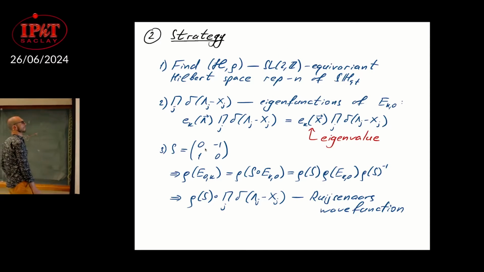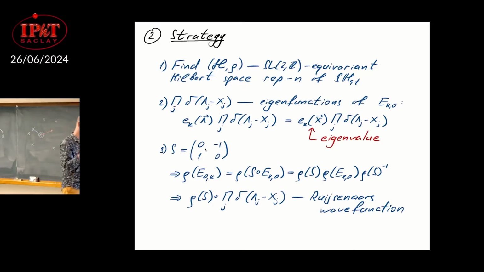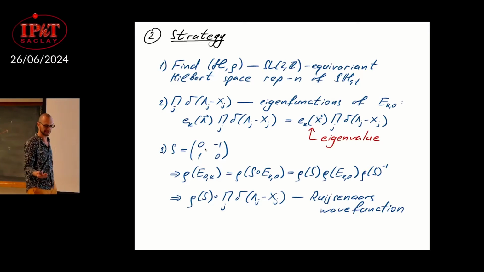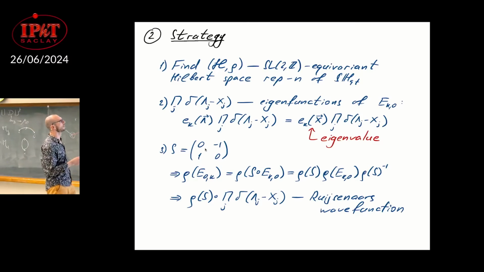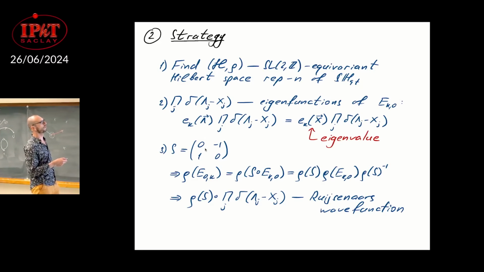Right. So, how would one hope to find eigenfunctions right away? Well, the strategy should be as follows, really. You find some Hilbert space representation of spherical DAHA, but you ask this representation to be SL2Z equivariant.